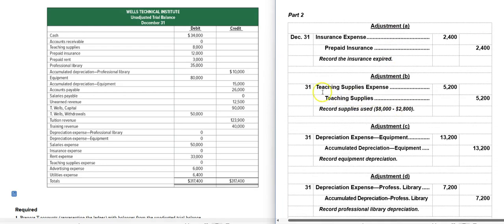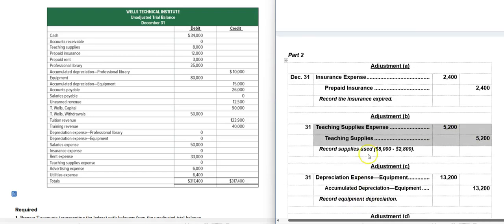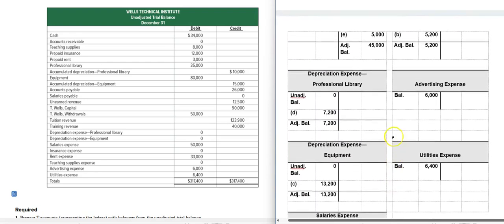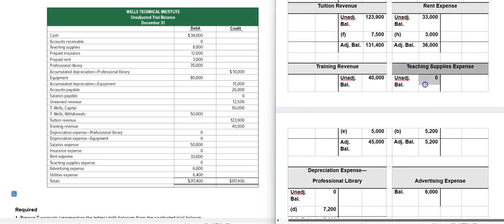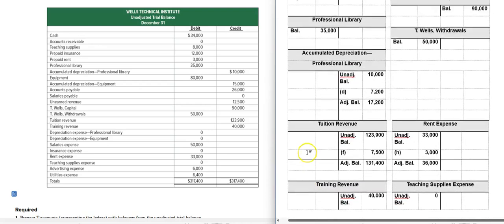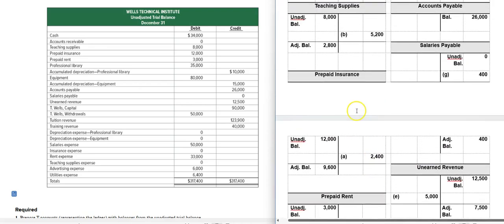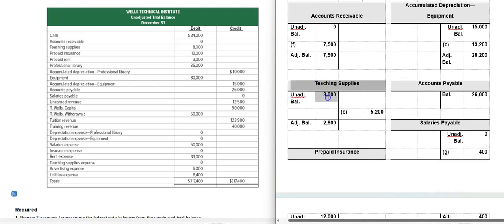My next adjustment is to debit teaching supplies expense, credit teaching supplies. So I'm going to find my teaching supply expense. Prior to adjustment, its balance was 0. Debiting it $5,200, I've increased its balance to $5,200. And my teaching supplies prior to adjustment had a balance of $8,000 as reflected in my unadjusted trial balance. Credited $5,200, bringing its balance down to $2,800. It is now adjusted.